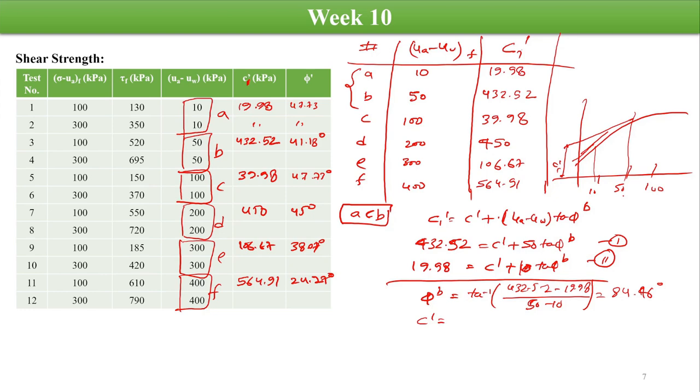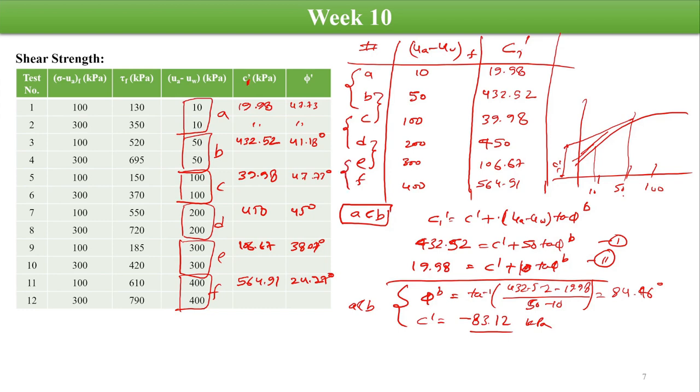10 times tan of 84.46. So it's coming in negative 83.12, all in kPa. Okay. So this one we obtained from A and B. Then similarly we'll obtain from, let's say, B and C. Okay. And then we'll obtain from C and D, D and E, and E and F.